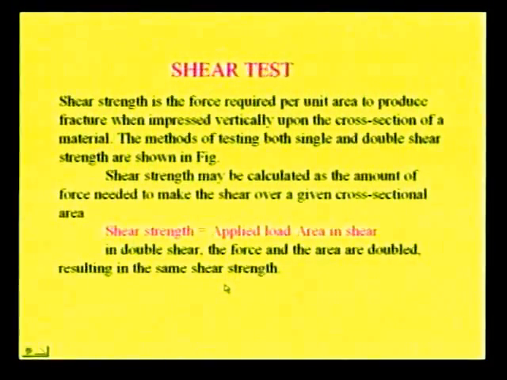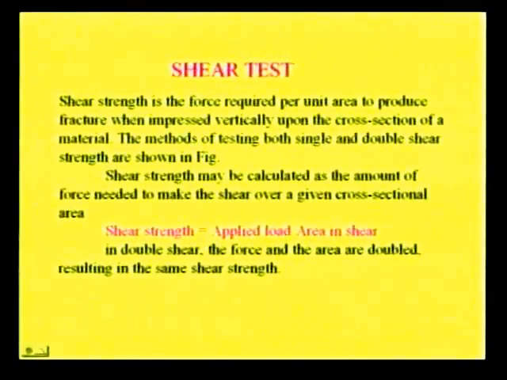The next one is shear test. In this test, we measure the force required per unit area to produce fracture when impressed vertically upon the cross section of a material. There are two types of shear, that is single shear and double shear. Shear strength may be calculated by the amount of force needed to make the shear over a given cross sectional area. Shear strength is equal to applied load divided by area in shear. In a double shear, the force and the area are doubled, resulting in the same shear strength.